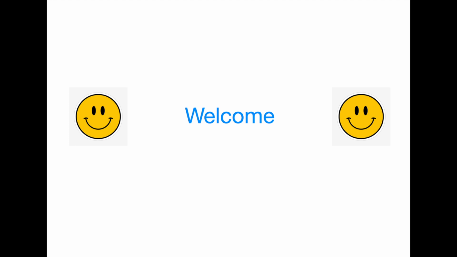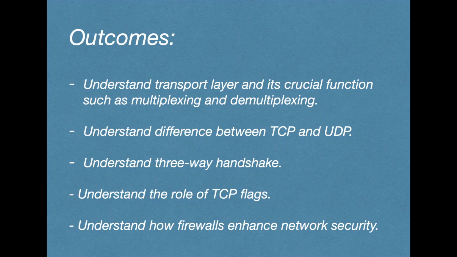Today, we'll delve into the fascinating world of networking, specifically focusing on the transport layer and its crucial functions, such as multiplexing and demultiplexing. We'll also touch upon TCP versus UDP, the three-way handshake, and the role of TCP flags. And finally, we'll explore how firewalls enhance network security.